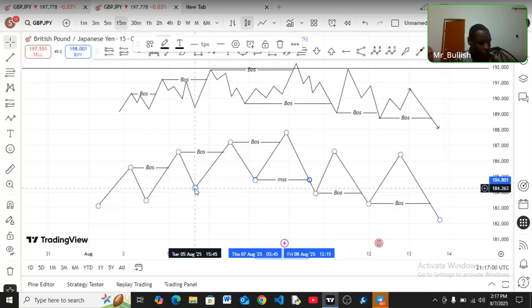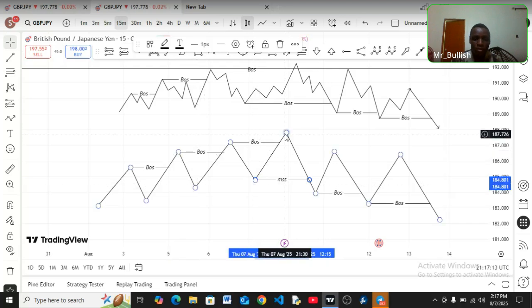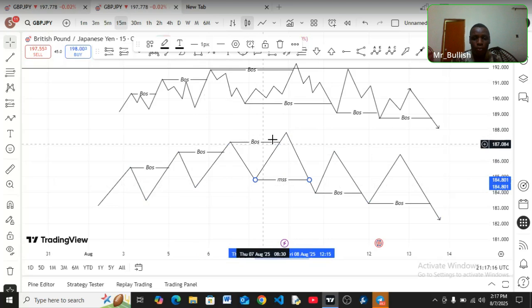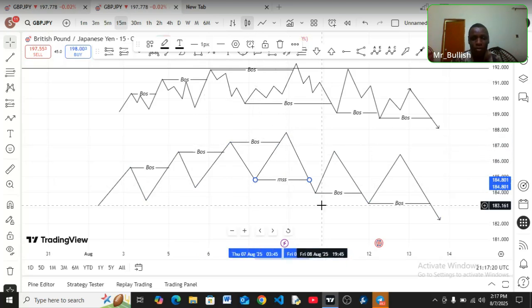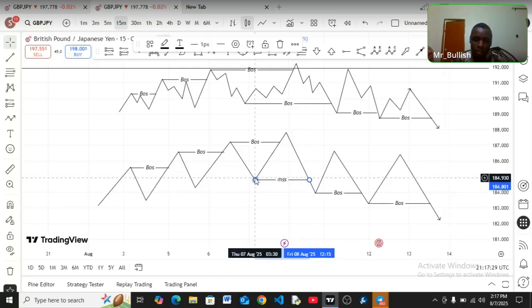Failing to break below this market structure, then it went upward again, broke this market structure, creating a break of structure again. Then boom, to the down. The market came down, and this time it broke below this previous market structure that we have here.